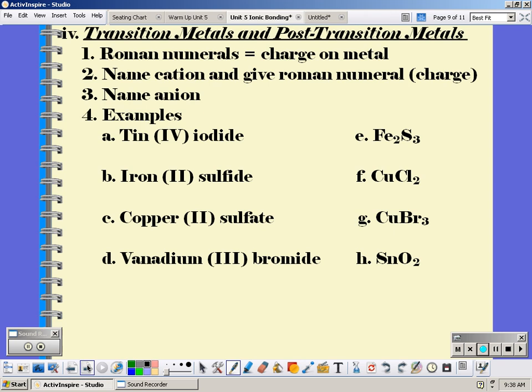If you don't know your Roman numerals, you do need to know those. 1, 2, 3. 1 before 5 is 4, 5. 1 after 5 is 6. 2 after 5 is 7. 3 after 5 is 8. 1 before 10 is 9, and then 10.